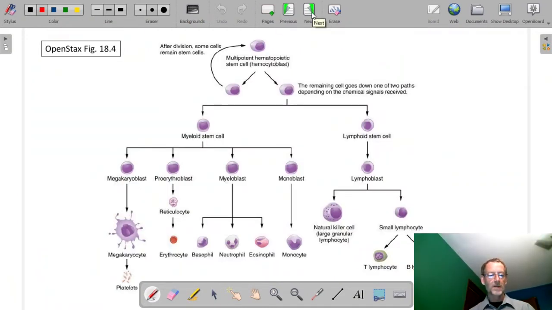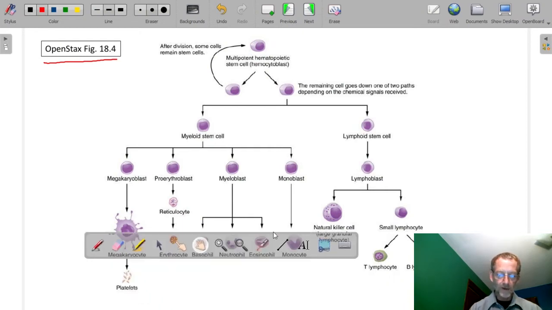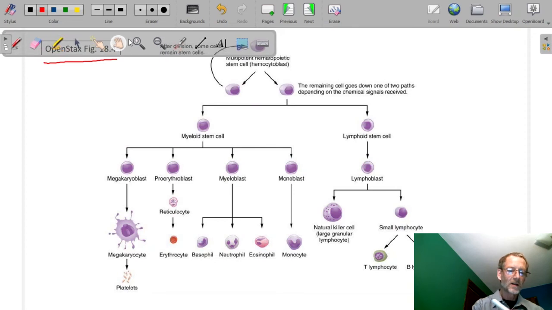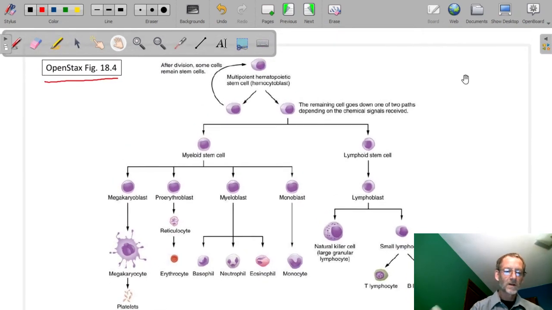This slide is not to be memorized. It's out of your textbook, OpenStax figure 18.4 in this chapter. What I want you to take a look at is basically the flow of cell development from stem cells. So again, you don't need to memorize this, but just follow along, look at it, and see if you can make sense out of what the diagram is trying to show.